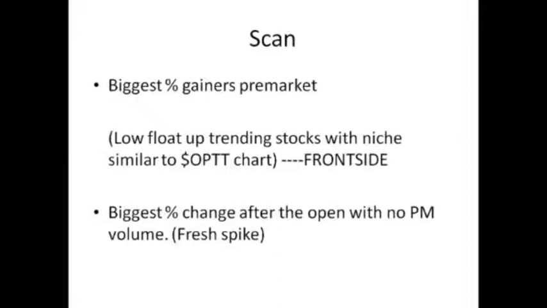And sometimes there will be a low float uptrending stock with no niche or anything like that. And you need to be able to say, okay, I don't see a niche on this play. There's nothing here. There's no first bounce pattern on this play. You need to be okay with saying, okay, there's no first bounce. So let's say there's none of these, then I'll go into this category, and I'll say, okay, I'm looking for the biggest percent change after the open with no PM volume. So the biggest percent change that is after the open. I'm going to look at the chart and say, okay, wow, there was no pre-market volume.